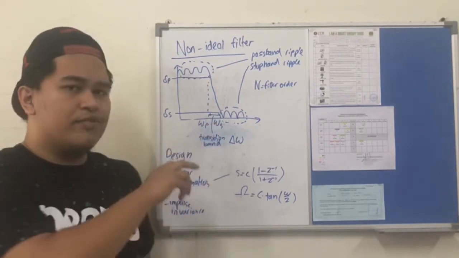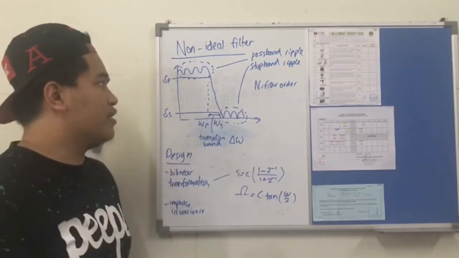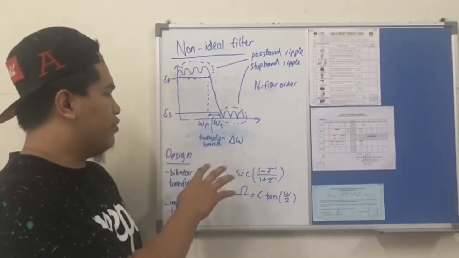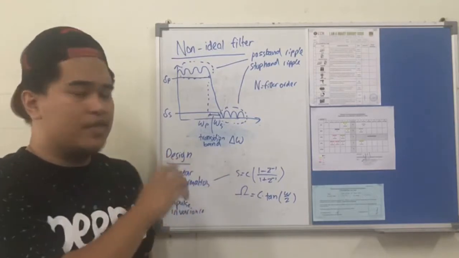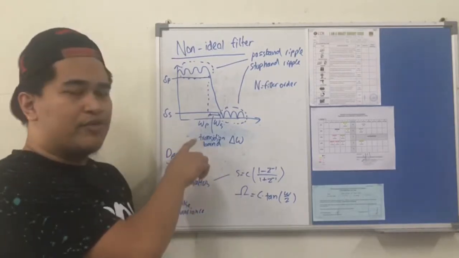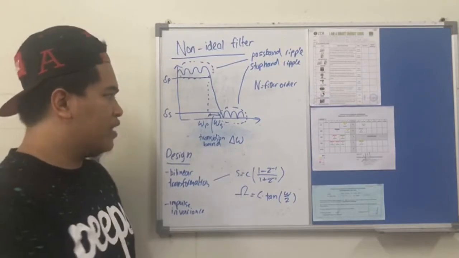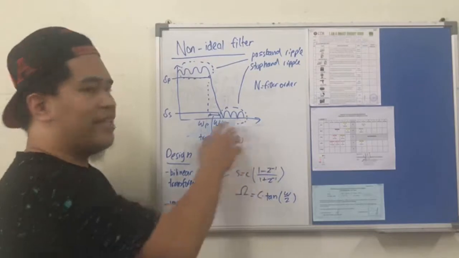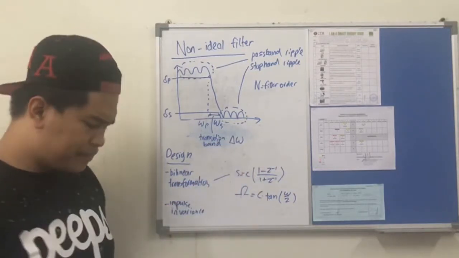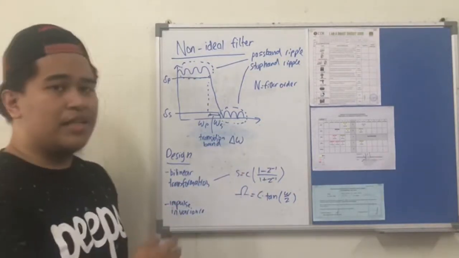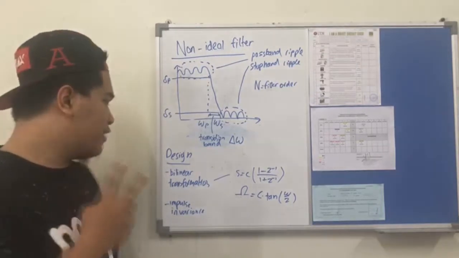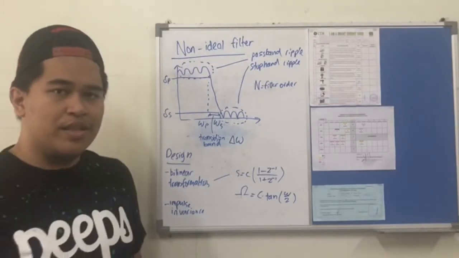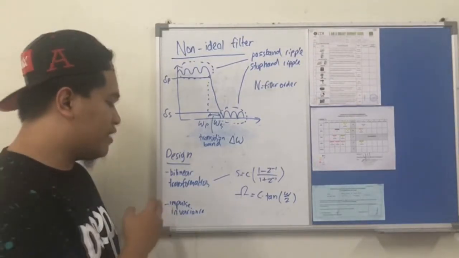This is important when we want to know the characteristics of the filter. The filter also has the transition band, which is the difference between the pass band frequency and the stop band frequency. For the filter order, we show the symbol as a big N. As for designing a non-ideal filter, there are two ways. The first one is the bilinear transformation, and the second one is the impulse invariance. The one that we focus on is the bilinear transformation.